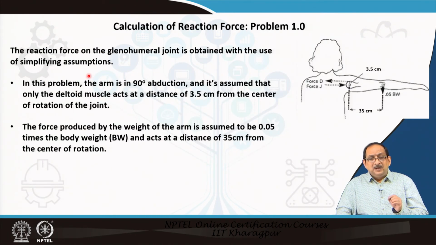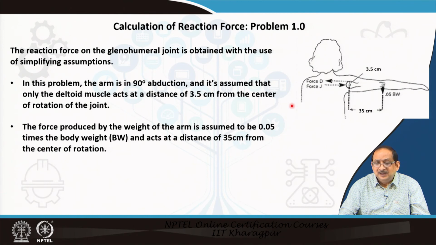Let us now discuss 2 simple problems just to get an idea how to calculate the glenohumeral joint reaction force. So, the first problem, as you can see, a subject is in the position of 90-degree abduction. We need to calculate the reaction force of the glenohumeral joint. There are certain simplifications in this problem. It is assumed that only the deltoid muscle acts at a distance of 3.5 centimeter from the center of rotation, as indicated here.